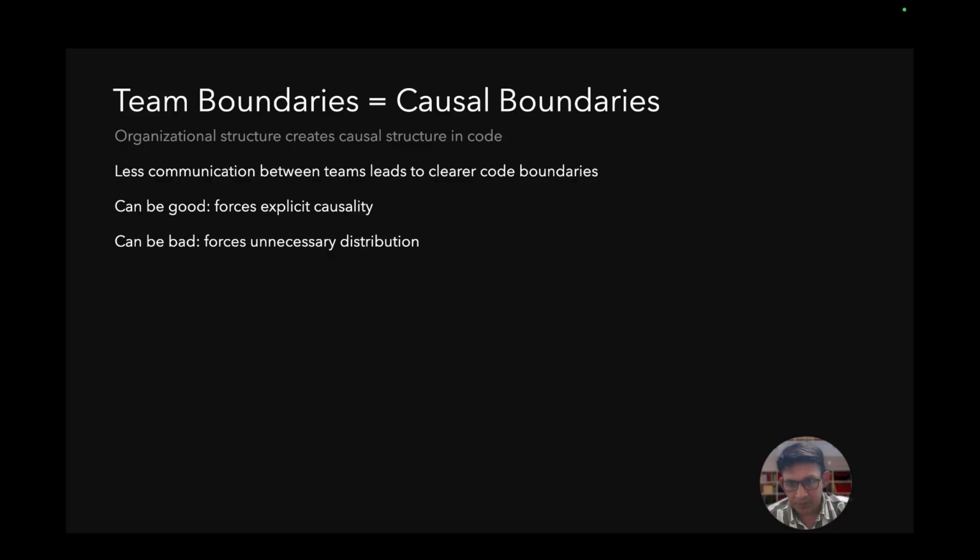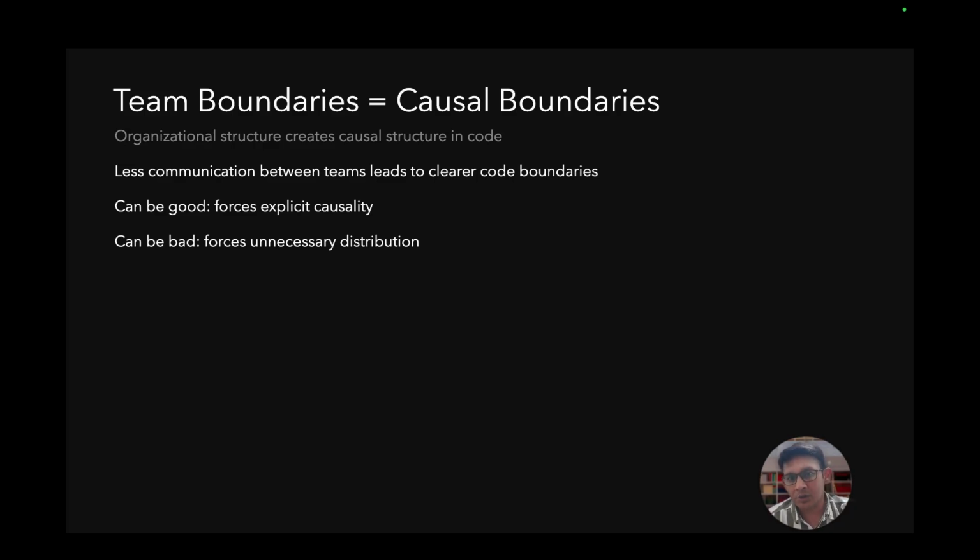Let's look at team boundaries. Now, when you split teams, you create coordination overhead. Teams communicate less frequently and less richly than individuals within a team. This naturally leads to clearer boundaries in the code.